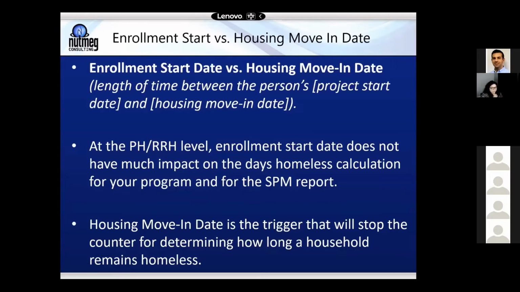There's the clock that looks at approximate date homelessness started to move-in date. Then there's the one that looks at enrollment in a homeless setting: enrollment in emergency shelter, enrollment in street outreach, enrollment in transitional housing or safe haven. So it'll look at the enrollment start date there versus move-in date. Then it also looks at the approximate date homelessness started to housing move-in date.